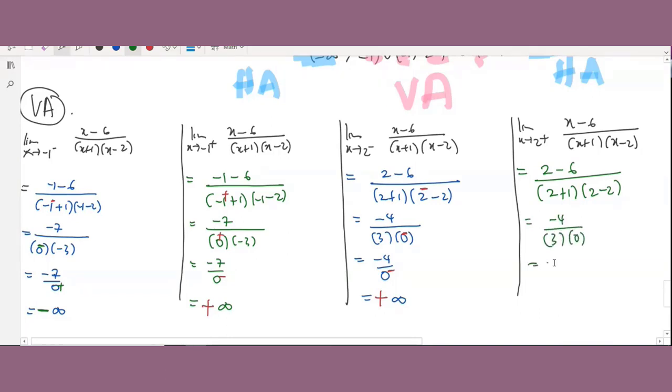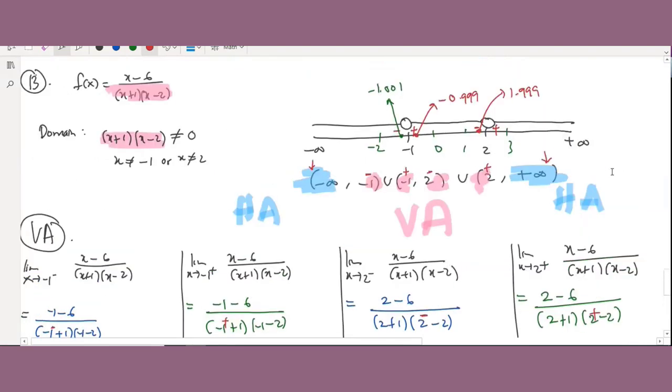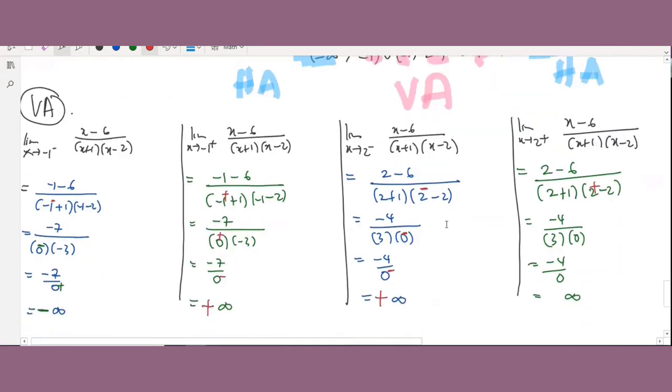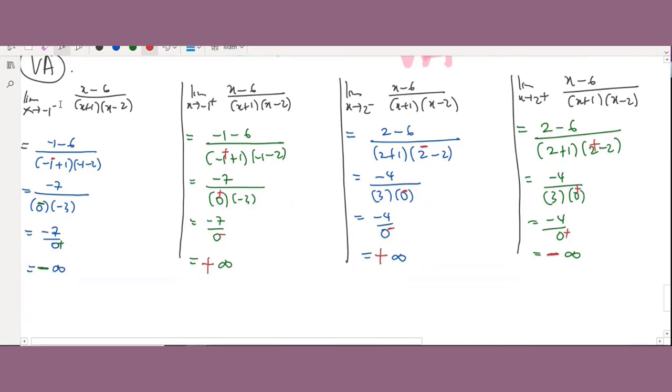Okay, then 94 over 0, infinity. And check 2 from the right. So 2 from the right is here, 2.0001. Okay, 2.001 is more than 2, so just positive. 3 positive, 0 positive, positive. Negative 4, so negative. Okay, now time to check whether that one forms a vertical asymptote or not.